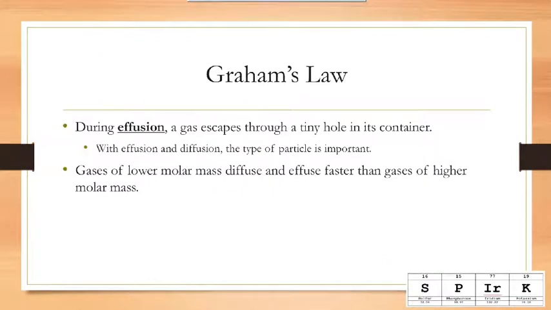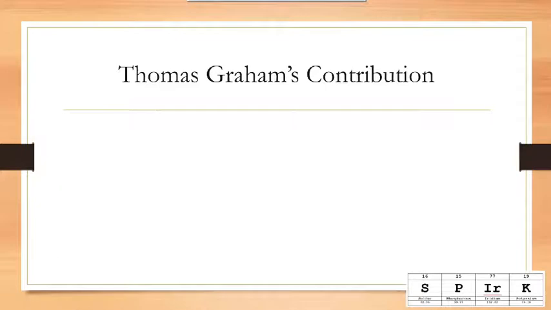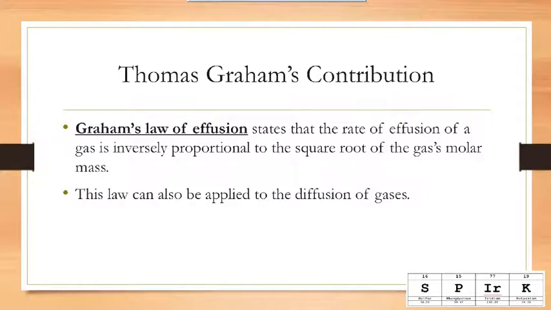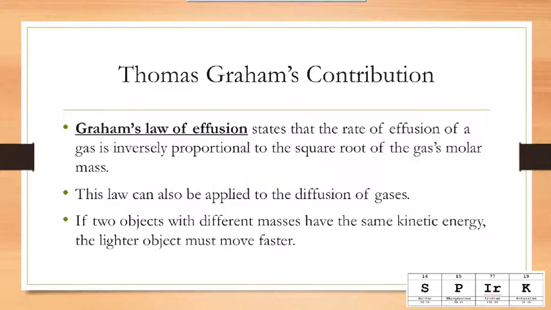So during effusion, a gas escapes through a tiny hole in its container. With effusion and diffusion, the type of particle is important. Gases of lower molar mass diffuse and effuse faster than gases of higher molar mass. So Thomas Graham's contribution: Graham's law of effusion states that the rate of effusion of a gas is inversely proportional to the square root of the gas's molar mass. This law can also be applied to the diffusion of gases.